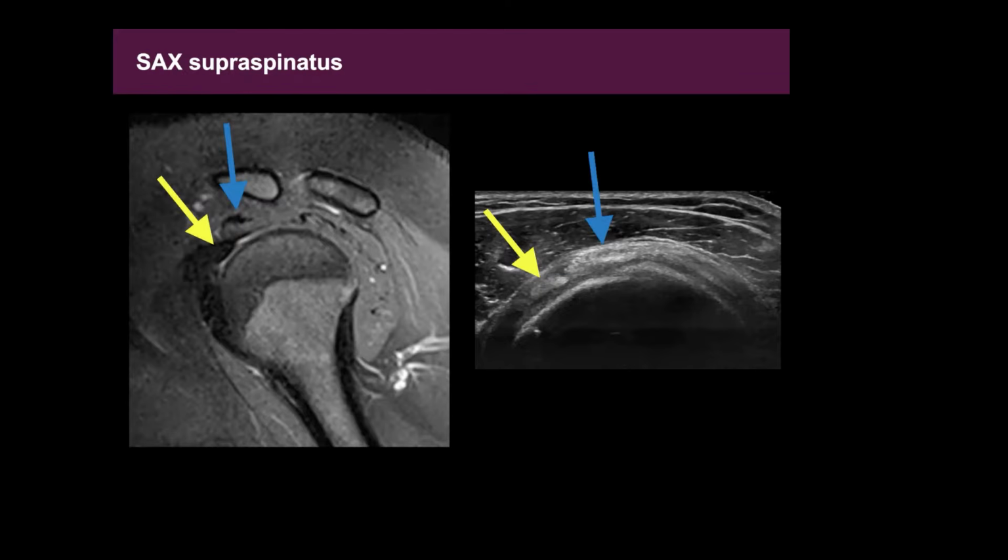And you could see how the ultrasound image on the right-hand side looks exactly like it, with the yellow arrow pointing to the long head of the biceps tendon in the rotator interval, and the blue arrow pointing to the short axis view of the supraspinatus tendon.